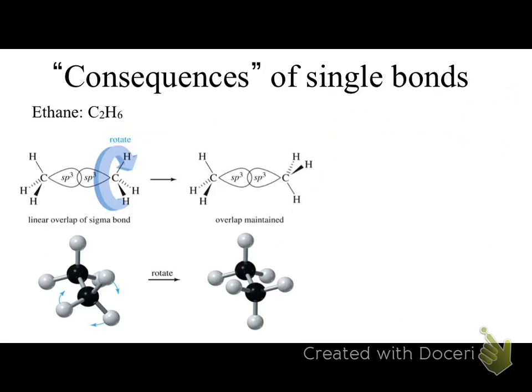Okay? Consequences of single bonds. So we already kind of talked about this. We can get free rotation around that sigma bond, because as I rotate, the overlap never changes. Those hybrid orbitals always stay overlapped. So that's kind of an interesting repercussion of single bonds, and it starts to affect other interpretations or views on the structure.